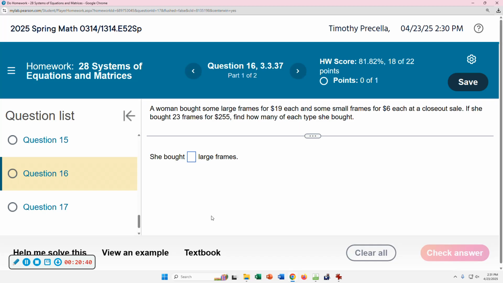And you're going to see that my preferred method is elimination, okay? Cramer's rule is great because if it's going to be messy fractions especially, then you have to be plugging in those messy fractions to find the value of the other variables. But let's read through this problem, and you'll tell me if you think your answers are going to be fractions. A woman bought some large frames for $19 each and some small frames for $6 each at a closeout sale. If she bought 23 frames total for $255, find how many of each type she bought.